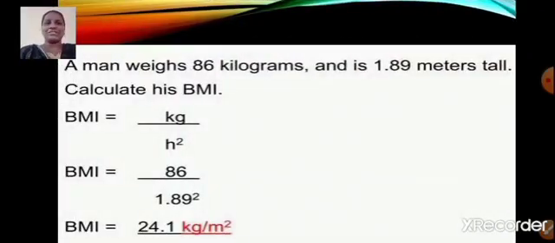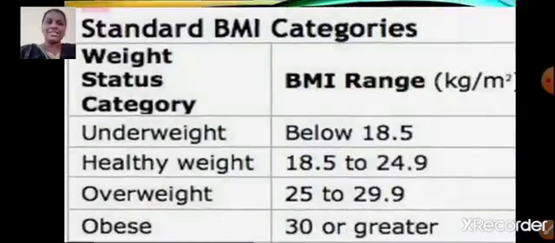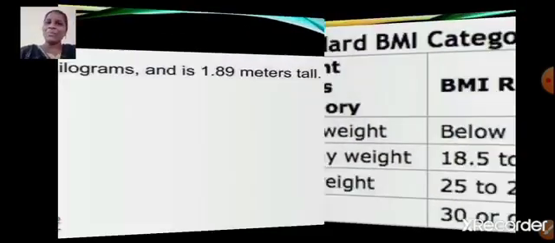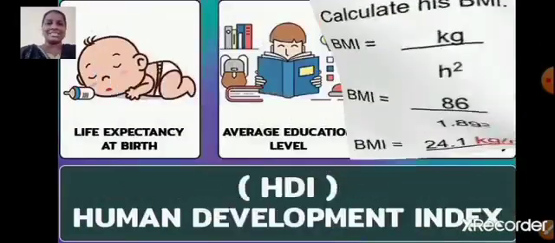Students, here is a question for you. A man weighs 86 kilograms and is 1.89 meters tall. Calculate his BMI. So, when you calculate the BMI of this person, you get the answer as 24.1. It means this person is nourished. Why? Because the BMI of this person is between 18.5 to 24.9. I hope you all have understood about this.